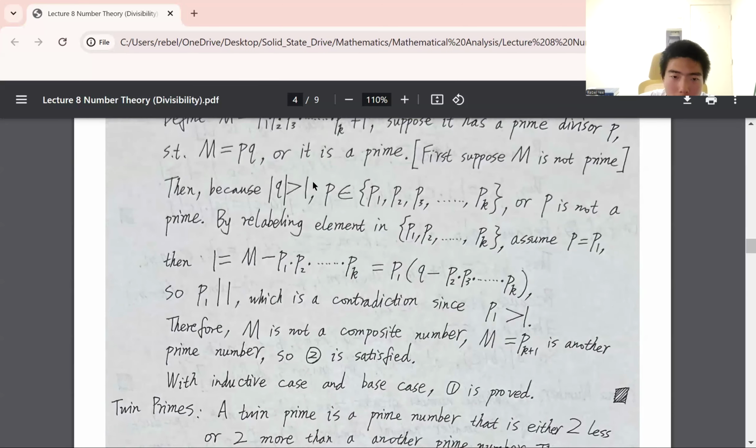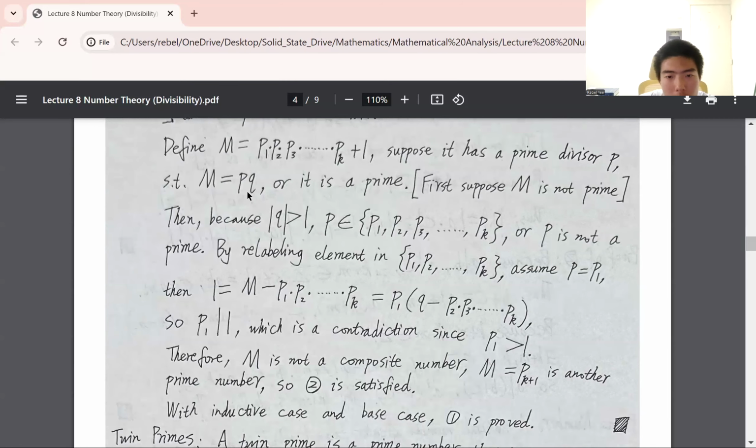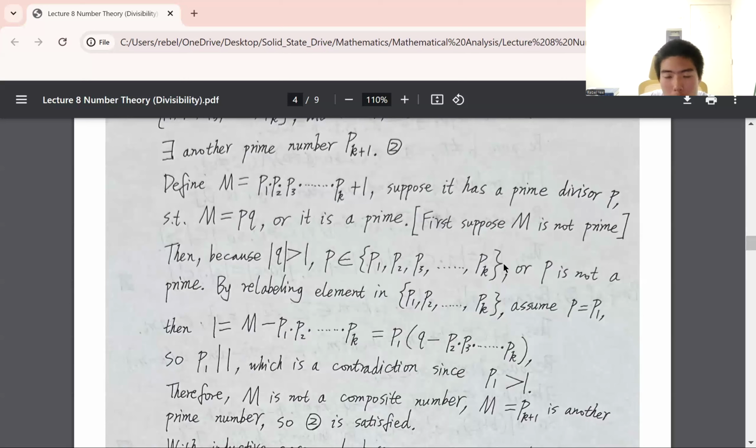Then because q is greater than 1, because q is a prime number, then p is in here, or if p is not in the list before, then p is a new prime we want to find, because this is our existing prime list. If p is not in this list, we already find a new p. Okay, p is equal to Pk+1, and we are done. So we must assume p is in this form. And q is something maybe in this form, maybe not in this form, but it's fine.